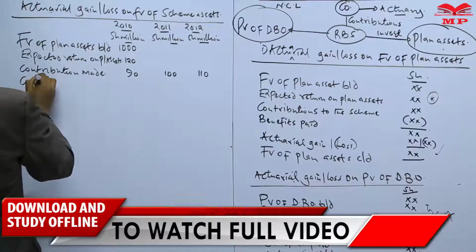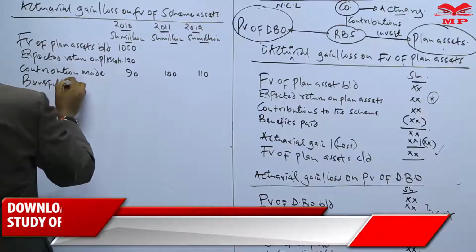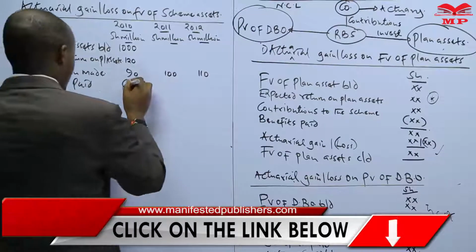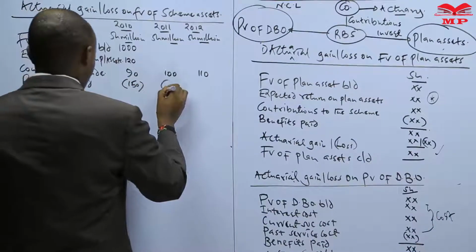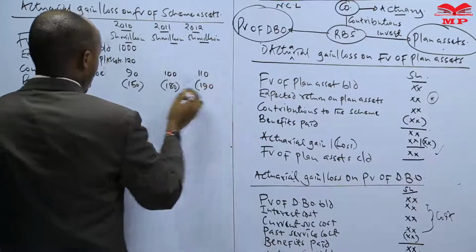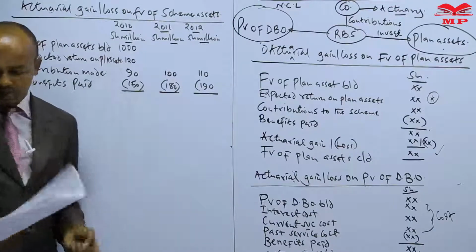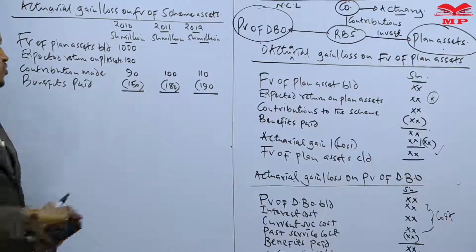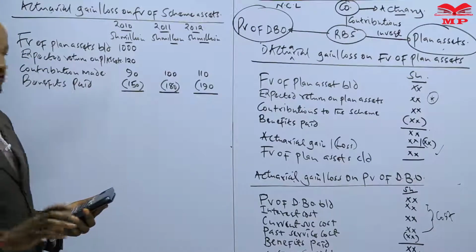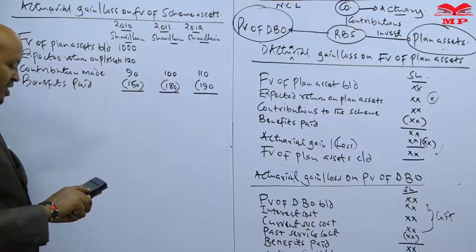Once we add the contributions, we proceed and subtract the benefits which were paid. The benefits are given: in the first year it was 150, the next year 180, and the next 190. Then we compute what the fair value of the plan asset should be at the end of the year, and we compare that with the fair value of the plan asset as per the valuation done at the end of the year.